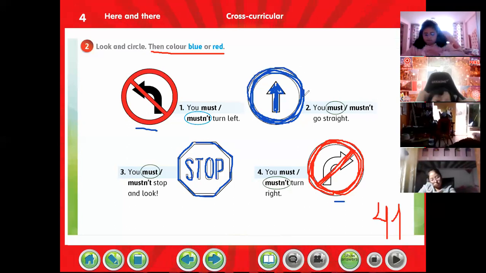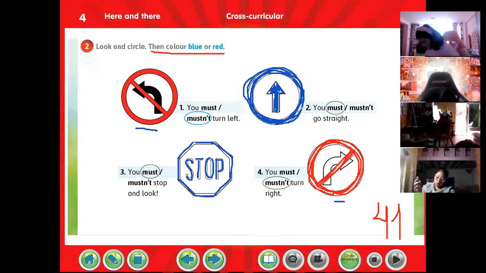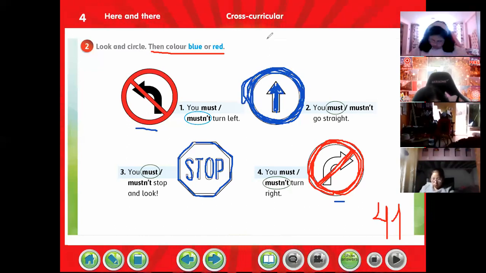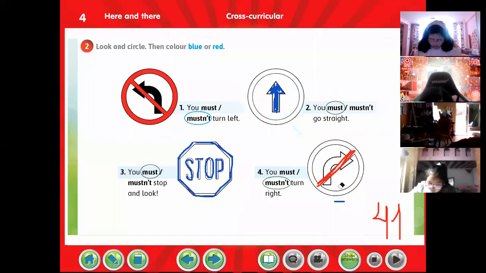Okay, if you finish, please open one Kahoot in your computers, okay? Let's make a revision of the rules. Let's play with Kahoot, must and mustn't. Did you finish? Yes, no? I suppose you finish, yeah? This is not so difficult.